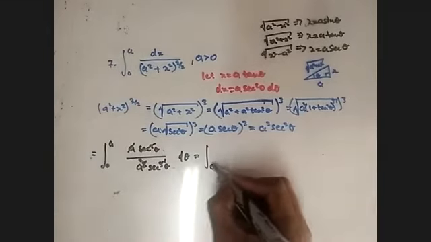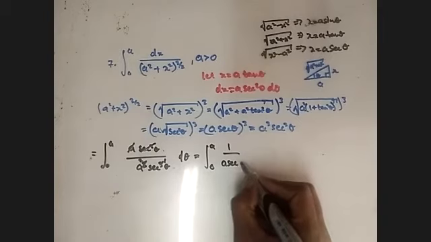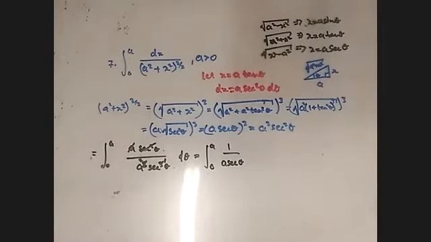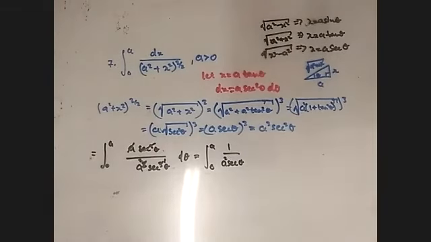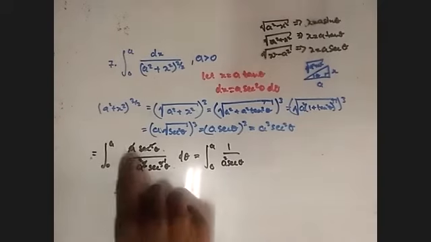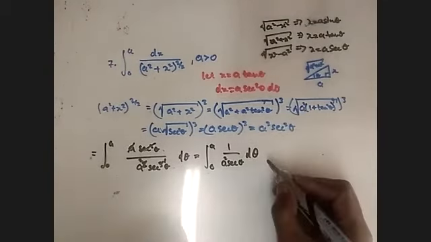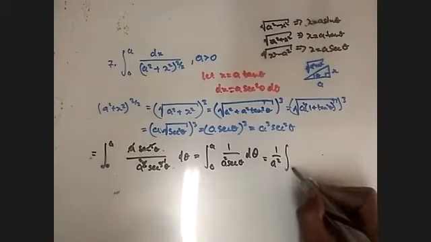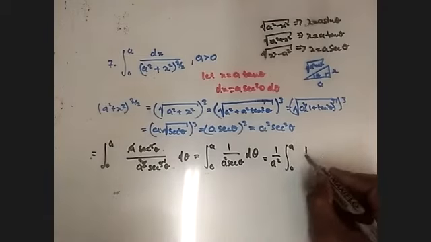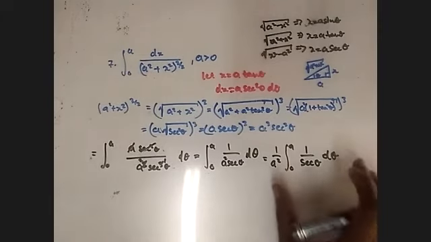Then this becomes the integral from 0 to a of 1 over a sec theta. No, it's actually a squared sec theta, because this is cubed and this was just a. I hope you guys can follow. So I've got 1 over a squared, and then we have the integral from 0 to a of 1 over sec theta d theta.